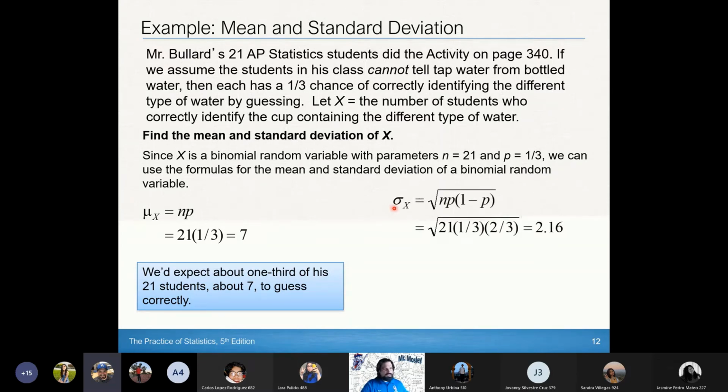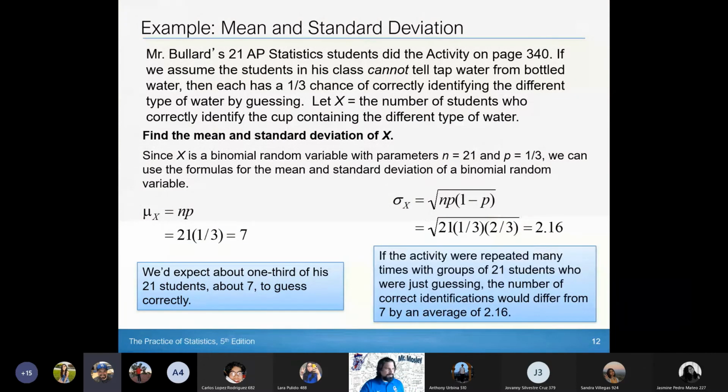We get the standard deviation of the square root of 21 times 1/3 times 2/3, and we get 2.16. So if the activity were repeated many times with groups of 21 students who were just guessing, the number of correct identifications would differ from 7 by an average of 2.16.